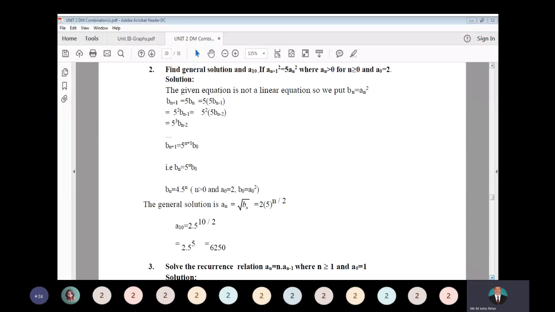So a10 is equal to, in this case, 2 into 5 power 10 by 2. So that is 2 into 5 power 5. So that is 6250, the answer for a10 in this case.